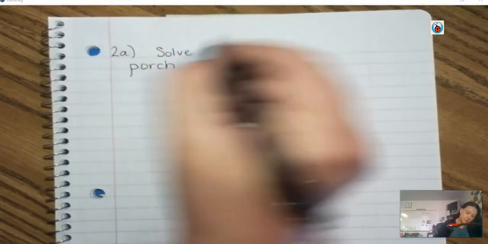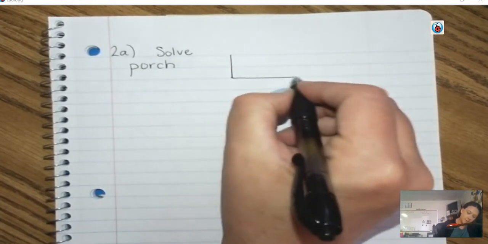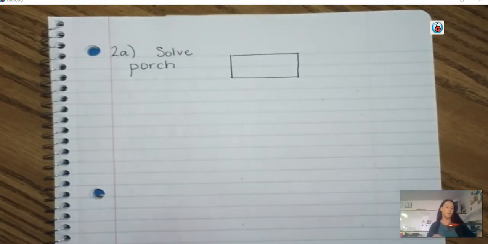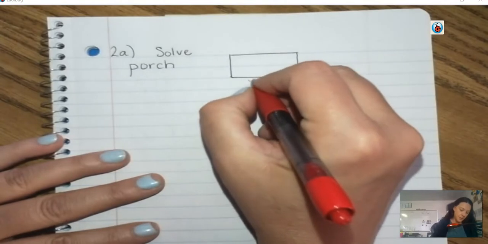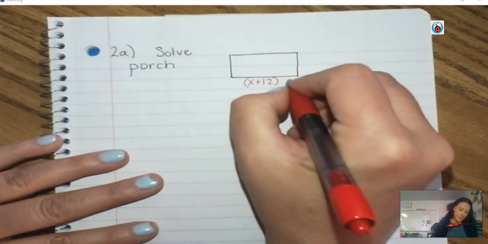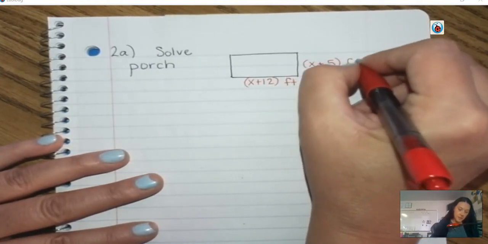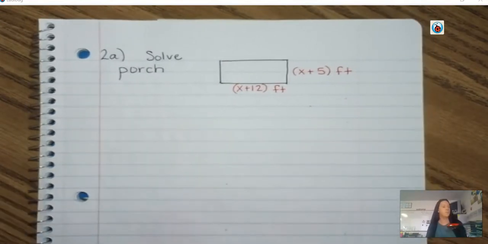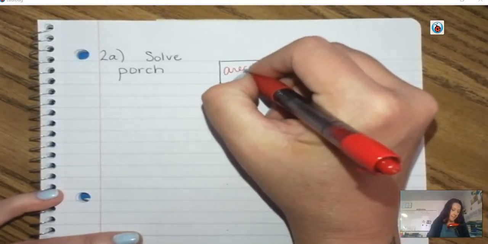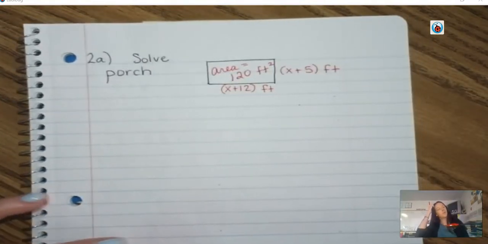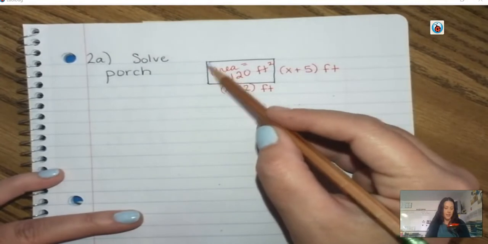And it says that there is a porch that's a rectangle. I'm one that likes to see a drawing. So if I have a rectangle and it tells me the dimensions, it's x plus 12 feet by x plus 5 feet. And then it also says that the area inside is 120 square feet. So area is the inside amount.